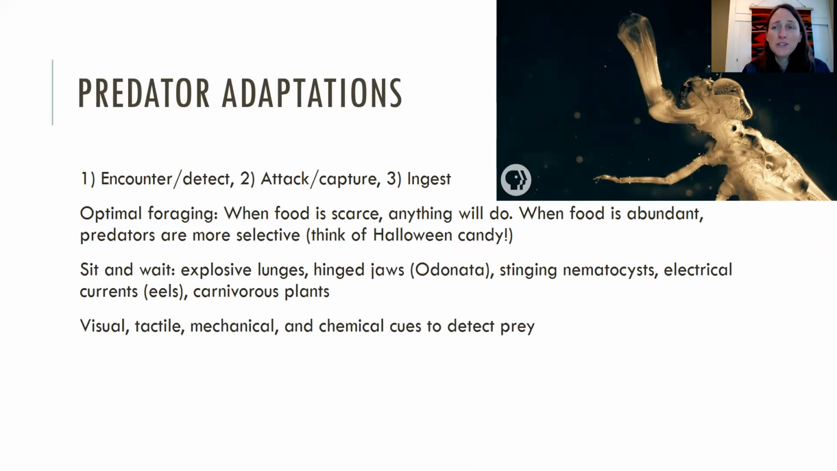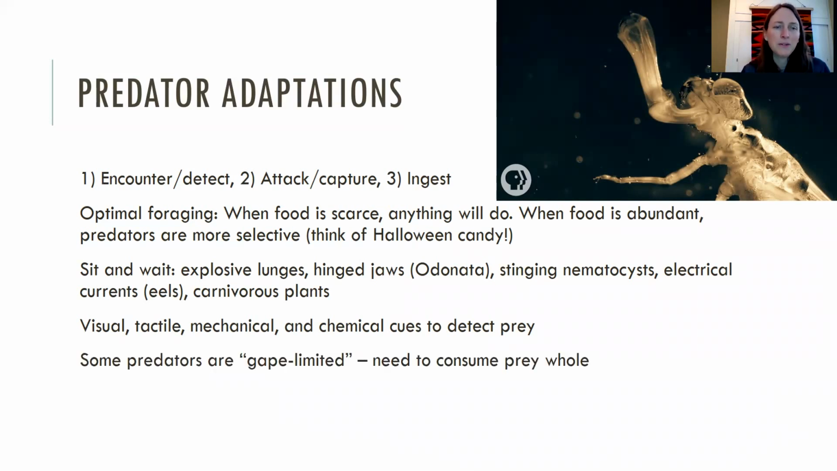Predators also use visual, tactile, mechanical, and chemical cues to detect prey. Some predators are gape limited, meaning they need to consume their prey whole, and so they're limited in terms of how much they can get their mouth around the prey. So if their prey item is too large, then they won't be able to attack it.